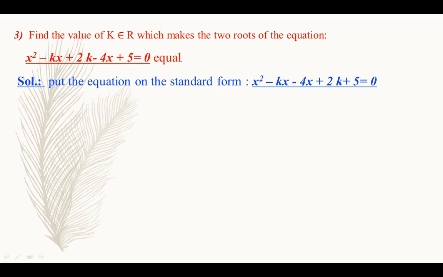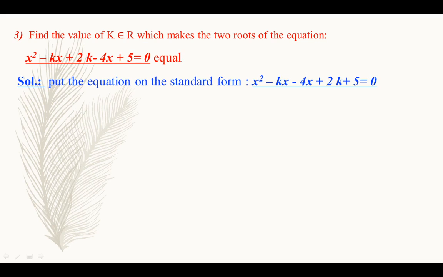But first you have to put the given equation in the standard form of a quadratic equation, so you have to rearrange it. You will write x squared as it is. Here we have negative kx and negative 4x, so we will write negative kx and negative 4x, each one beside the other.